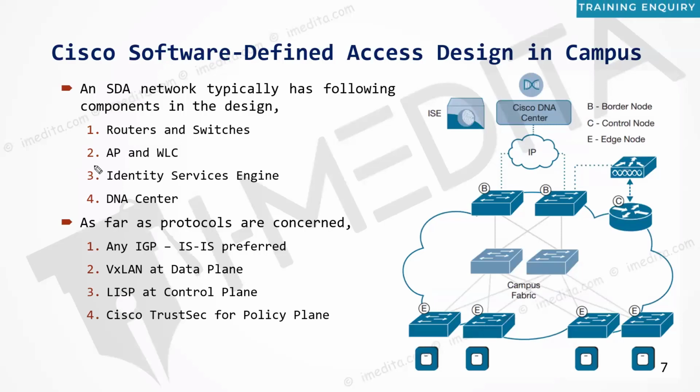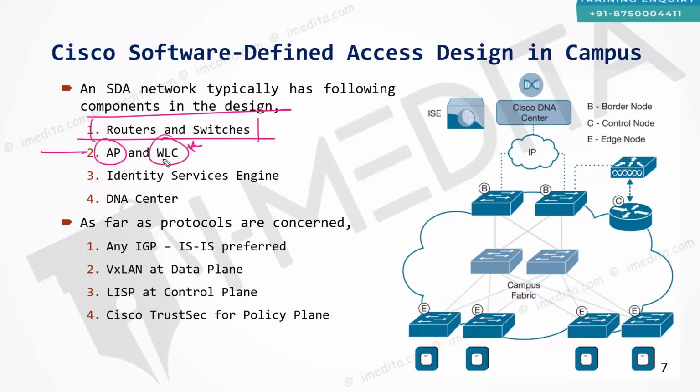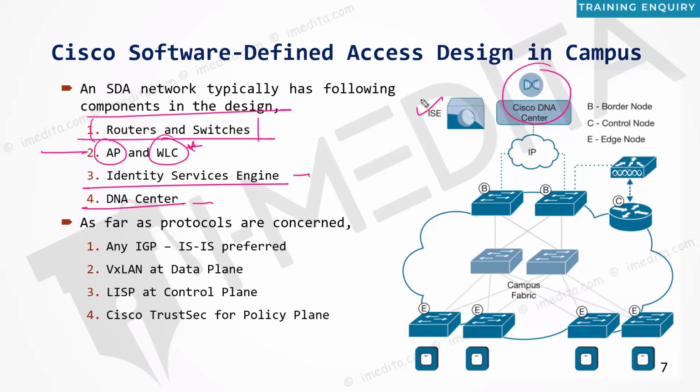These are the components that we require from the design point. We require routers and switches. We require access points and a wireless LAN controller, if you also have wireless in your network, which of course you will have as a company. Identity Services Engine to enforce the policy. DNS center controller, also known as the Catalyst Center, to manage everything from one centralized point. Then we will build our physical infrastructure, and we will make all the devices reachable to each other.